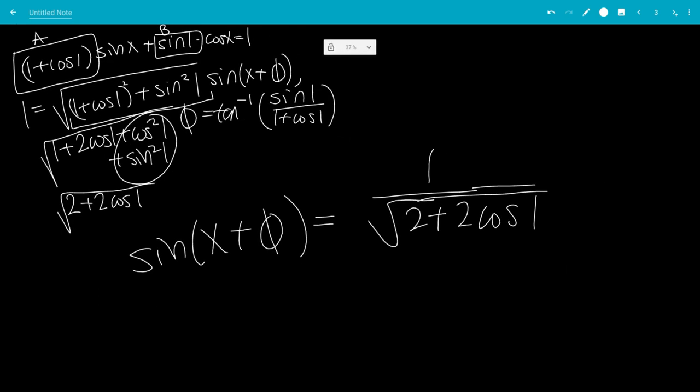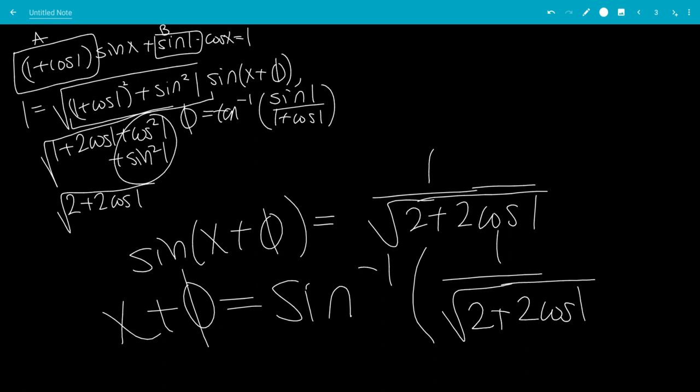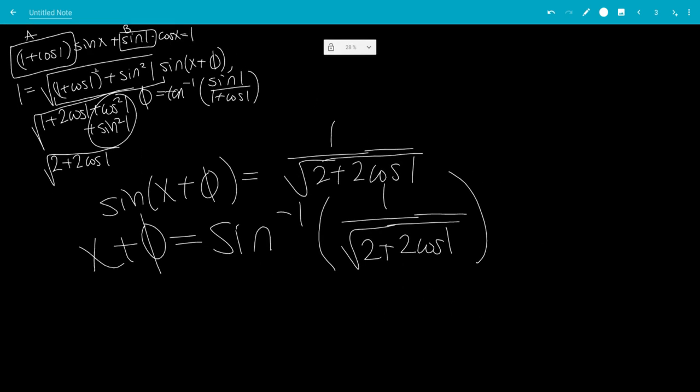Nice. Now for simplicity, we'll just take the inverse sine on both sides. I know there are more values it could be, but we're just going to do it this way for this video. So we're going to take the inverse sine of 1 over the square root of 2 plus 2 cosine 1. And if you can simplify this, leave your suggestion in the comments.